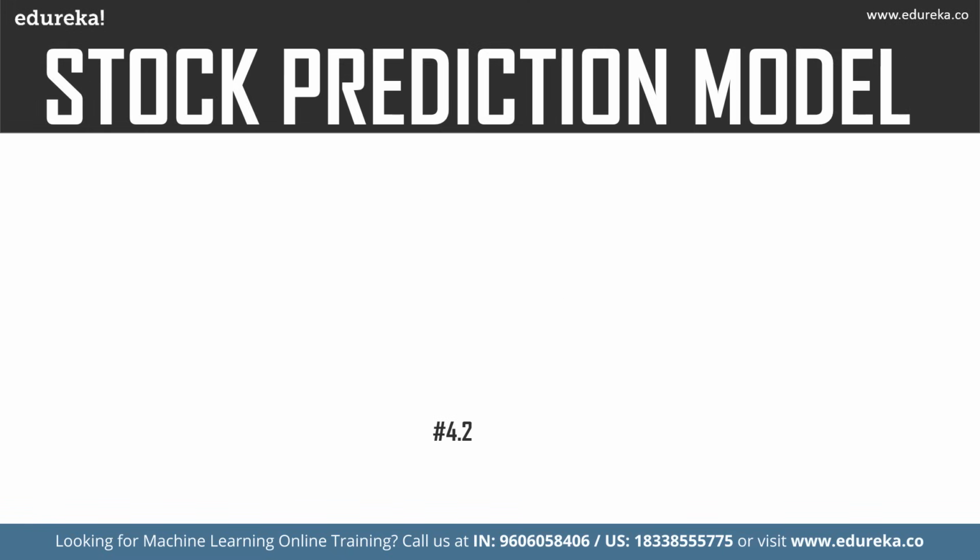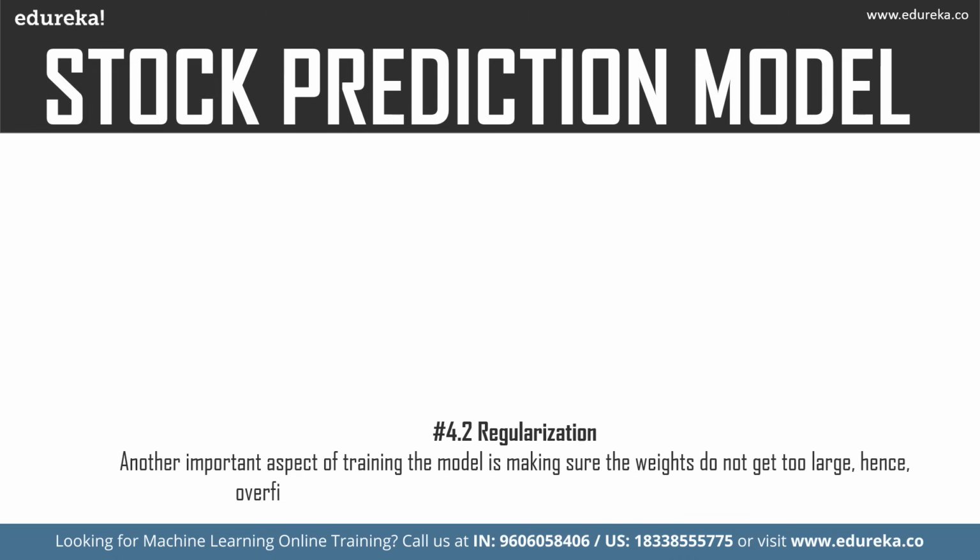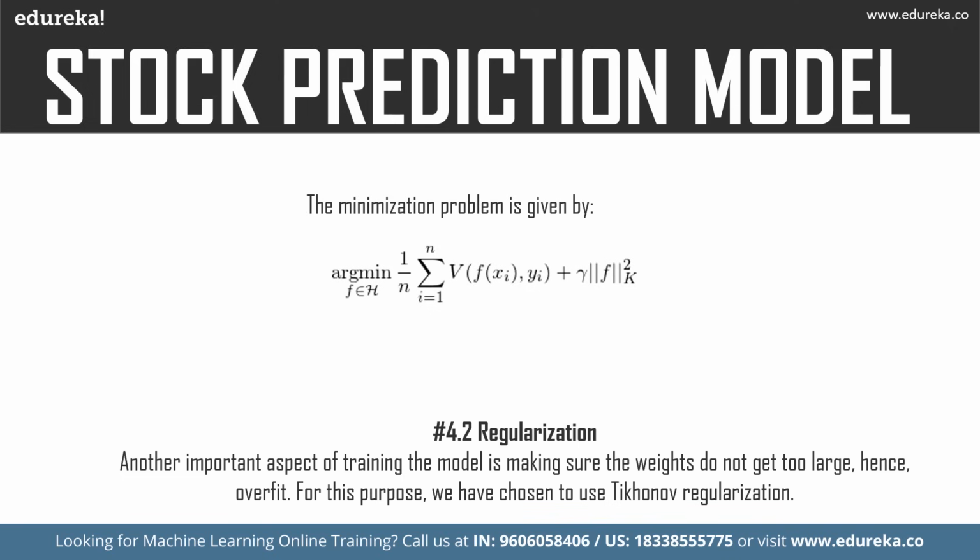Now, another important aspect of training the model is making sure the weights do not get too large and start focusing on one data point, hence overfitting. So we should always include a penalty for larger weights, where of course the definition of large would depend upon the type of regularizer used. And I have chosen to use the Tikhonov regularization, which can be thought of as a minimization problem. The fact that the function space is in the reproducing kernel Hilbert space ensures that the notion of a norm exists. This allows us to encode the notion of the norm into our regularizer.